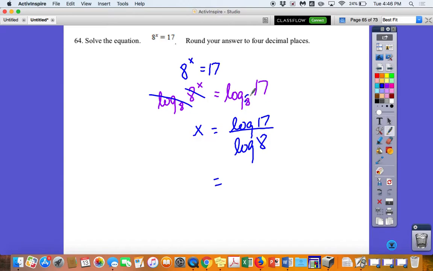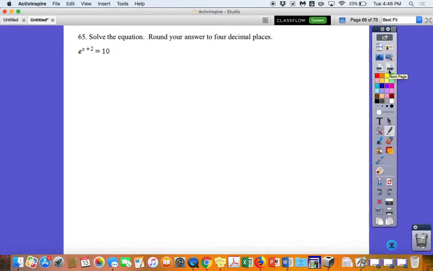Remember the base goes in the basement. Okay, when you type it in, just be careful. Don't either close your parentheses or type it separate. So log 17 divided by log of 8 is 1.3625. There we go.